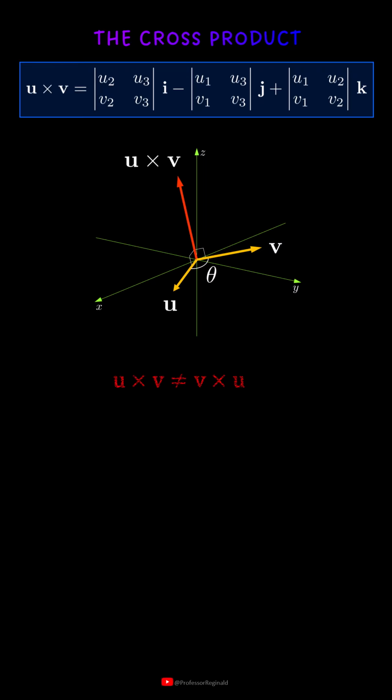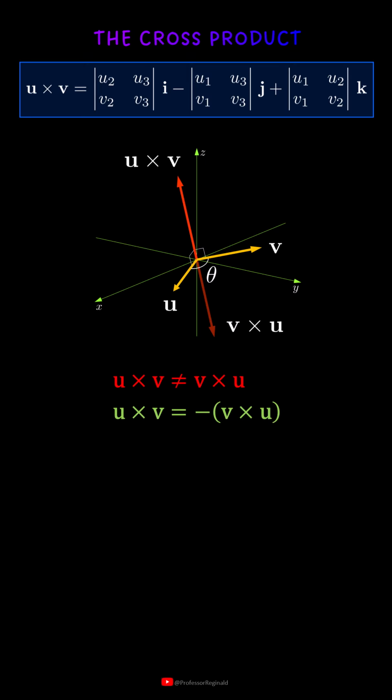U cross v is not the same as v cross u, because v cross u points in the opposite direction of u cross v. In other words, the cross product is not commutative. However, the negative of v cross u is equal to u cross v.